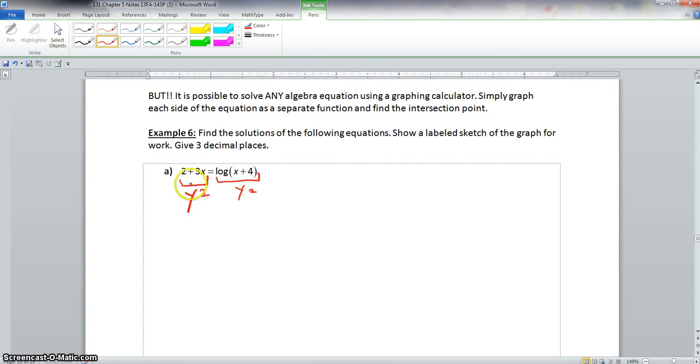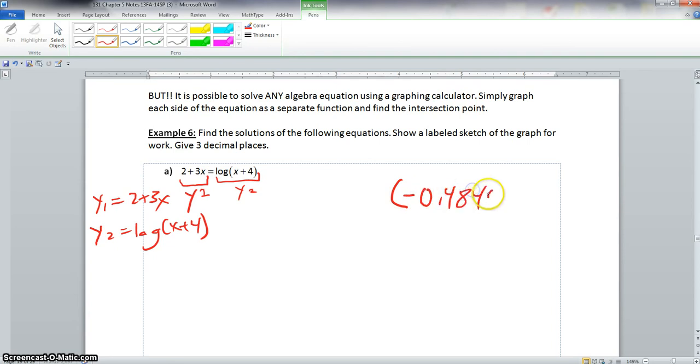So put this in your calculator. So you'll have y1 equals, and you will put this there, the 2 plus 3x. And then also you have y2 equals, you'll put log x plus 4 in your calculator. Now, when you put these values in, graph them, and find the intersections, you will end up with a long decimal, but I want you to round this to 3 decimal places. But first, let's write that out. This is what you will be given.